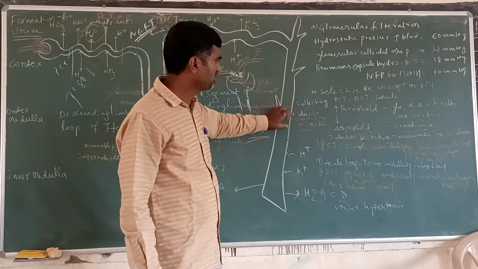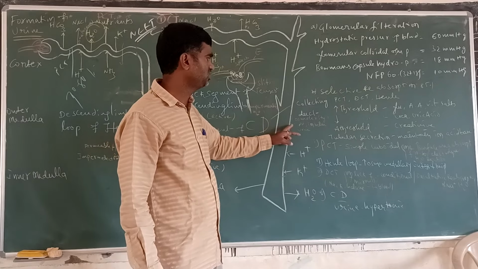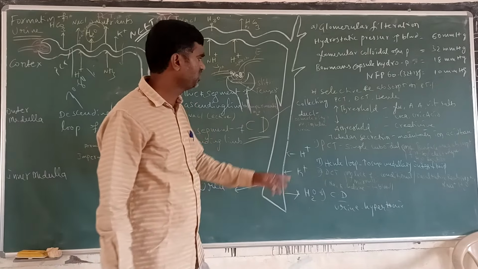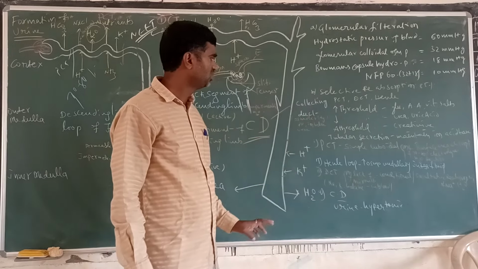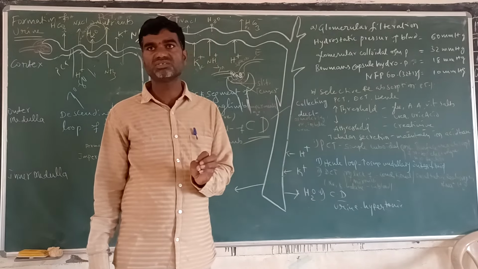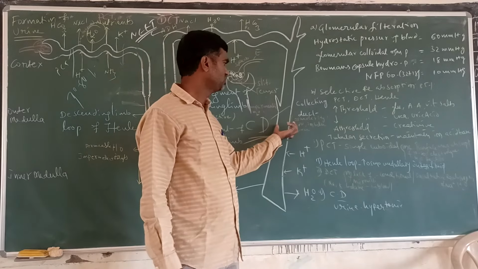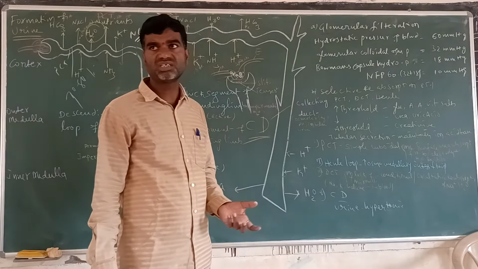Substances are now reaching here into the collecting duct. Now the collecting duct is maintaining the osmolarity of the tissue, and it's maintaining the pH and the ionic balancing level, and it contains somewhat of urea also. So these substances are there in the collecting duct.